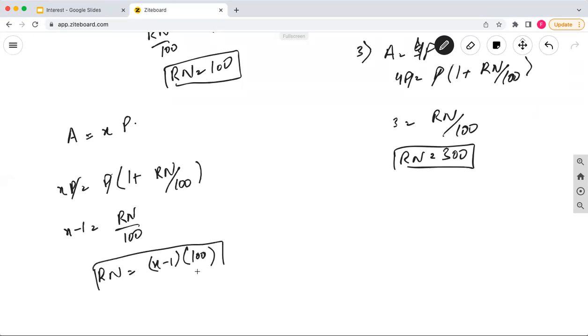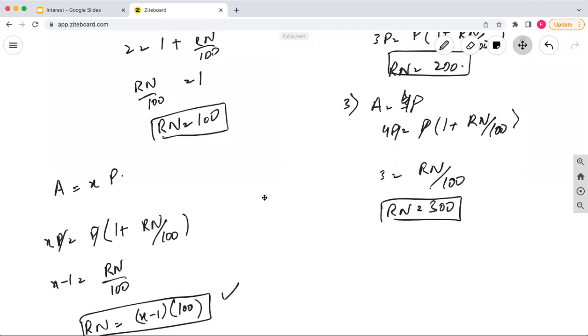Based on this formula, if I say that our final value is twice the principal amount, just substitute x with 2, and this will become 100. And if I say that our final value is thrice the principal amount, this will become 200. And if I say four times, this will become 300. So this is just a generic form of considering these.